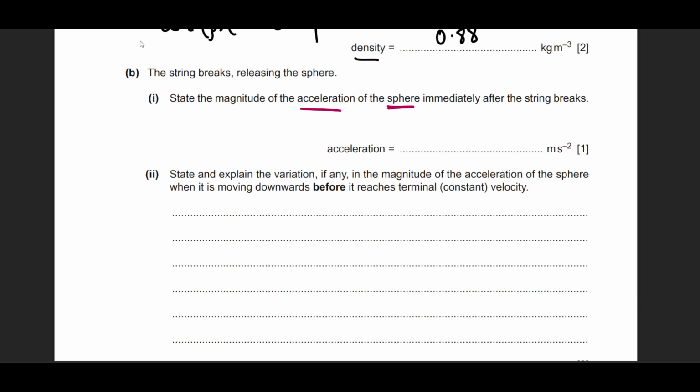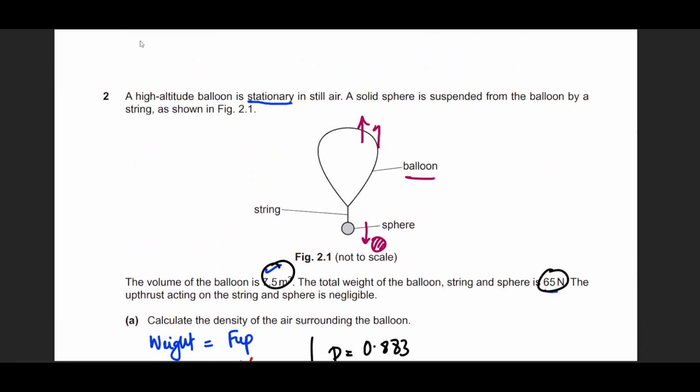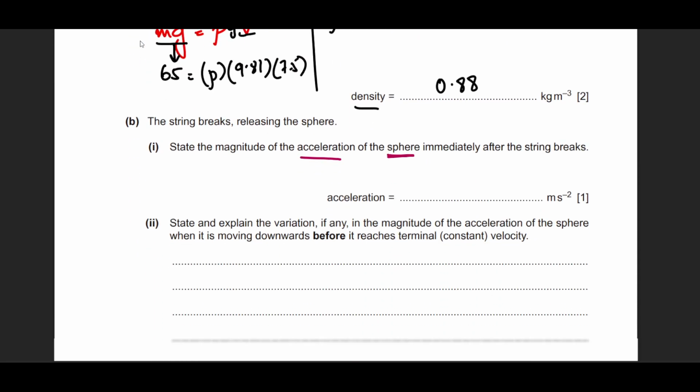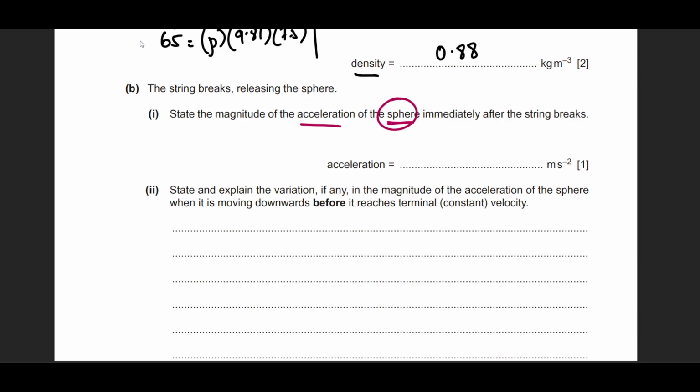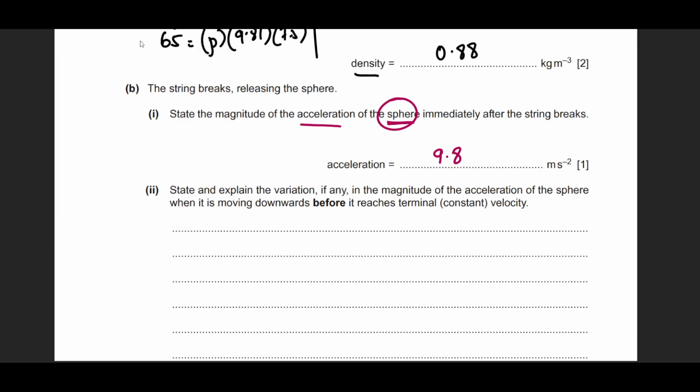Now I understand during the exam pressure, you might feel that he's asking about the acceleration of the balloon while it's moving upwards. But it's not. He's asking you about the sphere. So please keep your eyes open. And for any free-falling object, the acceleration is actually equal to the acceleration of free fall. But since we're dealing with all values to be two significant figures, we're going to round this answer off to two significant figures again.